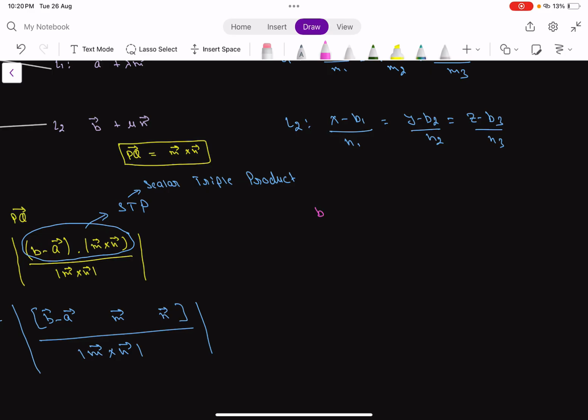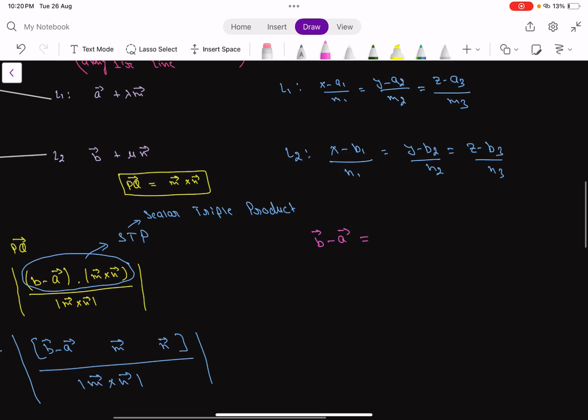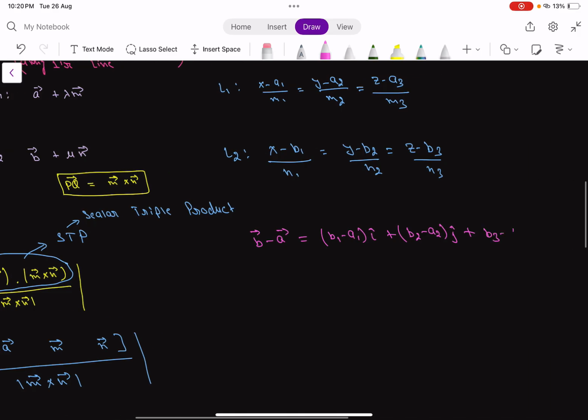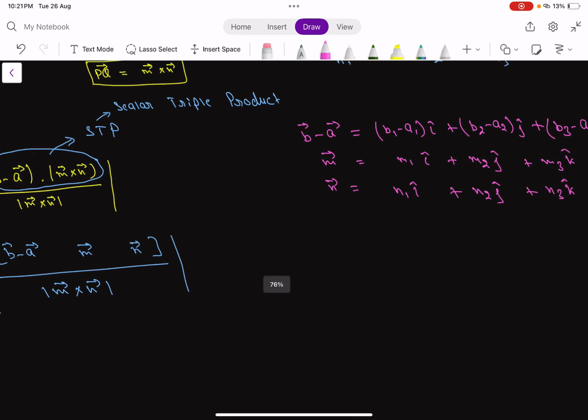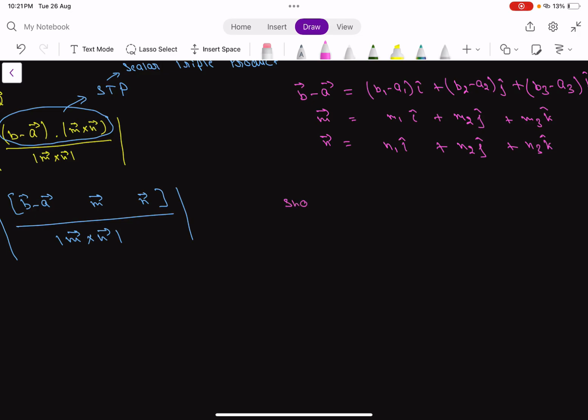You can clearly see that B vector minus A vector will become (B1 minus A1) i cap plus (B2 minus A2) j cap plus (B3 minus A3) k cap, and here M vector will become M1 i cap plus M2 j cap plus M3 k cap, and N vector will become N1 i cap plus N2 j cap plus N3 k cap. So now we have all the data, so we can directly apply the formula and proceed for the result.